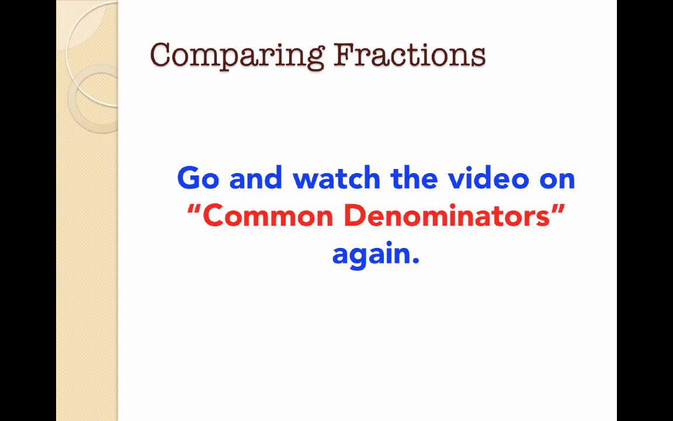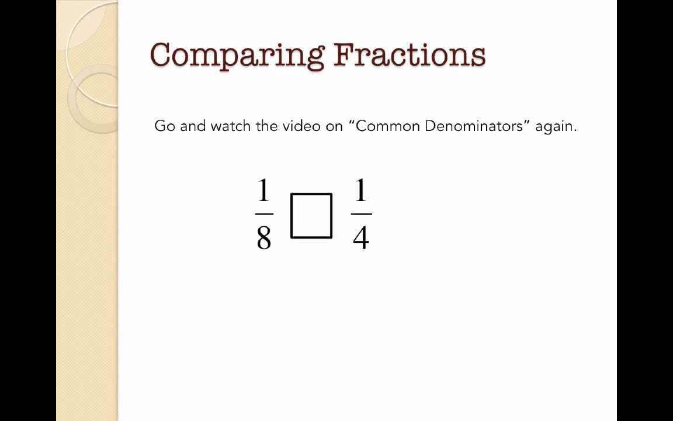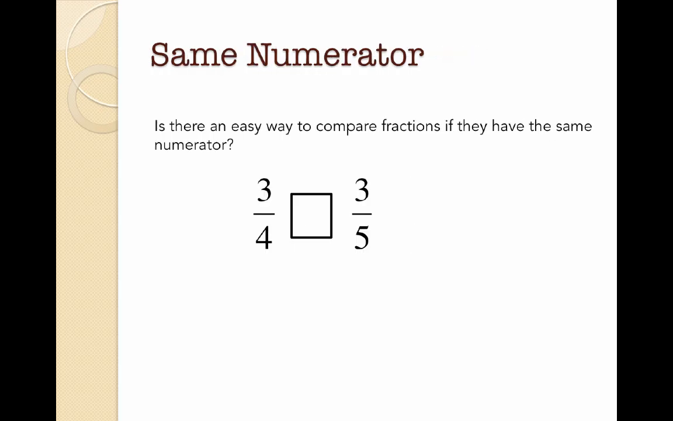Before we begin, it's very important you go and watch the video on common denominators again. If you're very confident, you can continue on with this video, but if you're not, go back and watch it. If you are confident, then you should be okay with working out which one is bigger, 1/8 or 1/4. To do this, we get a common denominator of 8 by multiplying both the numerator and denominator of the quarter by 2. This means that we are going to be comparing 1/8 to 2/8, and it's a lot easier to see that 1/8 is smaller than 2/8.